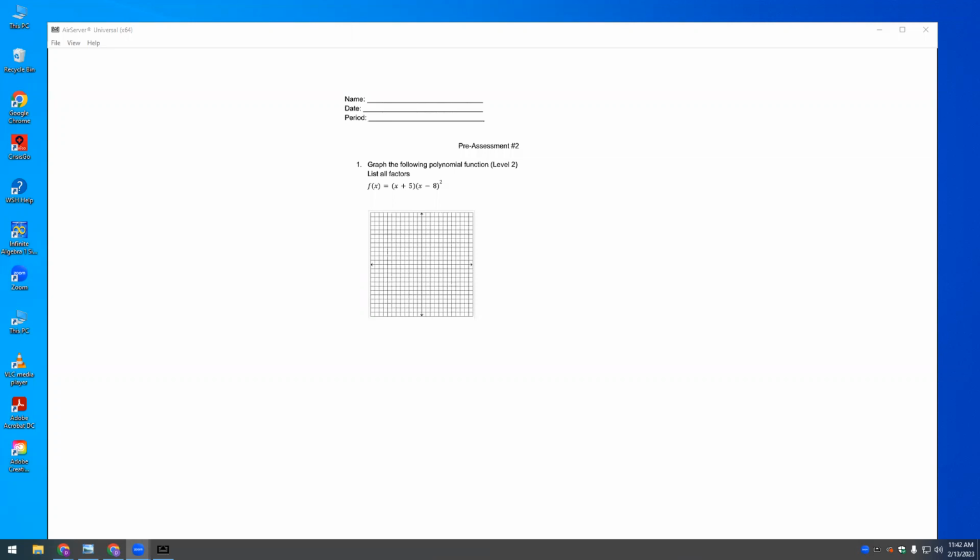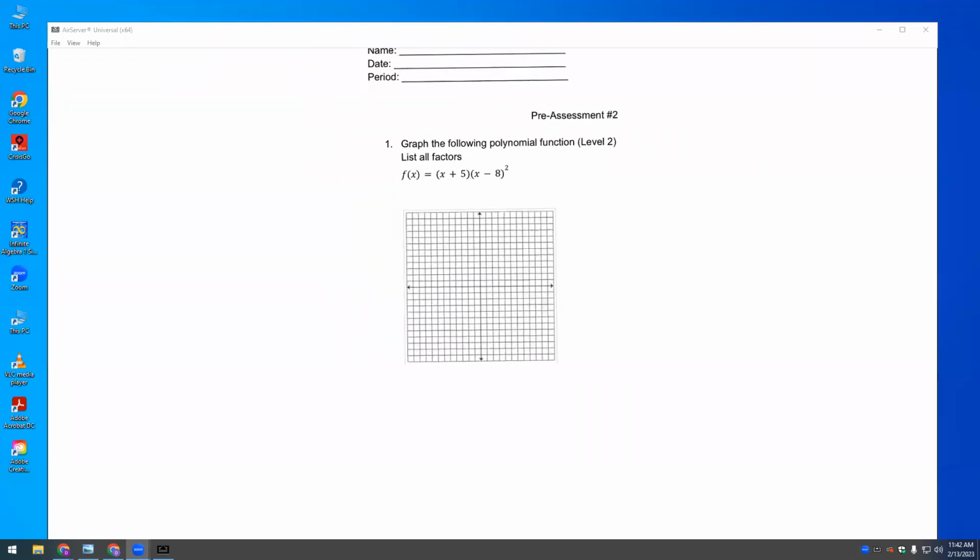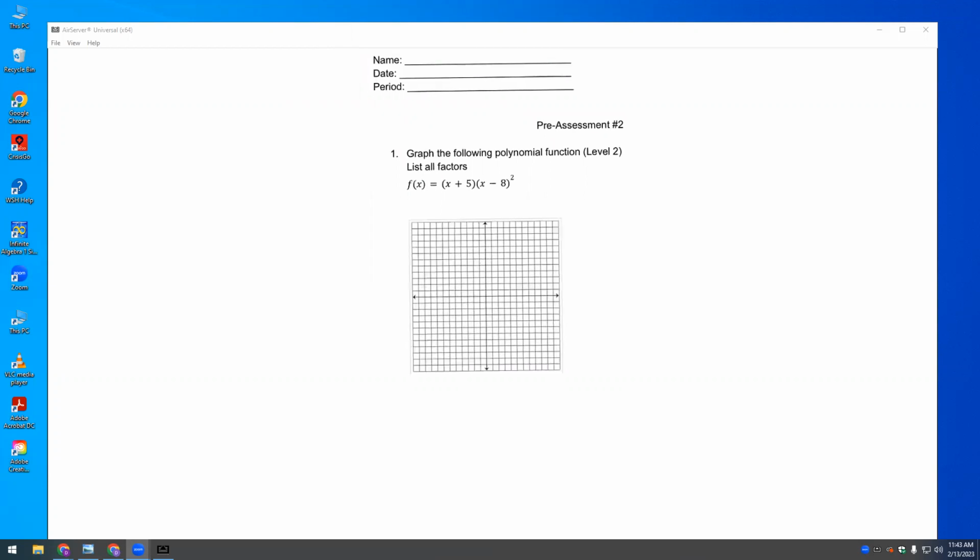So number one, factored form. This is a level 2 question. And this is pretty straightforward, I'm hoping, because you just have to go x plus 5 is equal to 0, and you have to go x minus 8 is equal to 0, and you have to do x minus 8 is equal to 0. So you have x is equal to negative 5, 8, and 8. And remember, 8 is a double root.